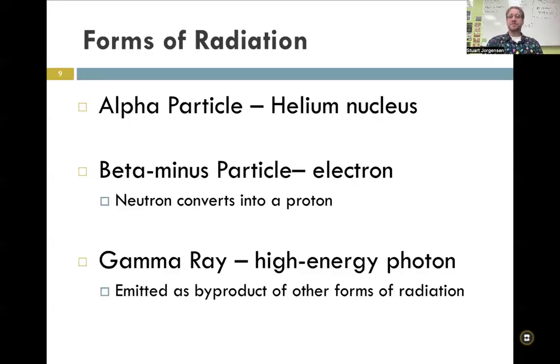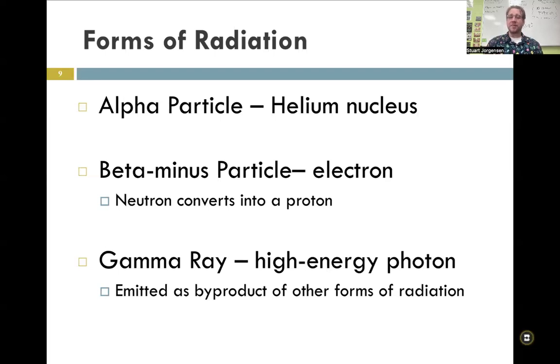An alpha particle is a helium nucleus. A beta particle or beta minus particle, I'll admit, I usually just kind of shorten it to beta particle, is an electron, not from the rings, out of the nucleus, an electron from the nucleus. And this happens when a neutron turns into a proton.